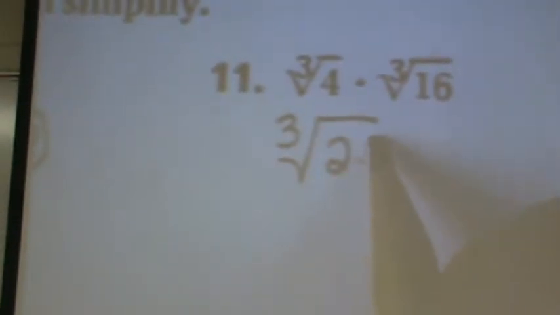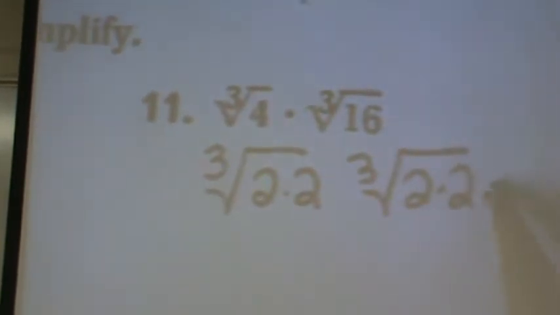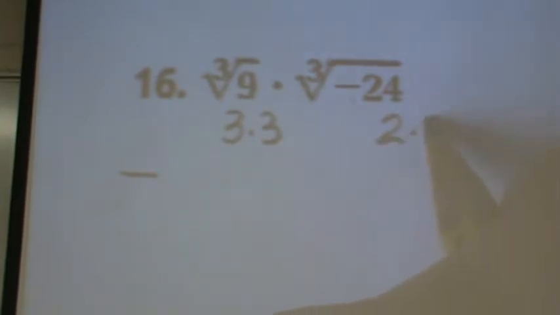Number 11, we're looking for 3 of a kind. 2 times 2 is 4, times 2 is 8, times 2 is 16. So we've got a couple of 2's, so it's 4. This one, it's cube root, and we have a negative here, so the answer is going to be a negative something. So 3 times 3 is 9, and treat this as just a 24. So 2 times 2, 8 times 3 is 24. So we've got a 3 and a 2, so it's negative 6. 3 times 2 is 6.